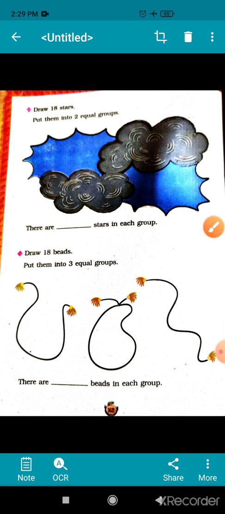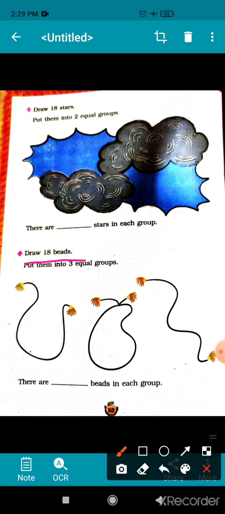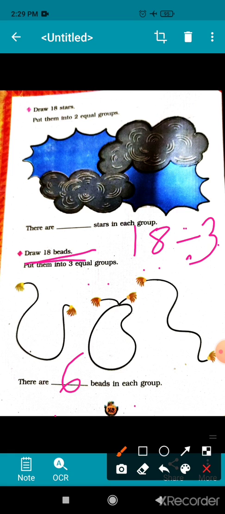Okay. Now let us see here. Draw 18 beads and put them into 3 equal groups. It means 18 divided by 3. How many times do you read the table to get 18? Yes, 3 sixes are 18. So there are 6 beads in each group. Children, hope you all are understanding.